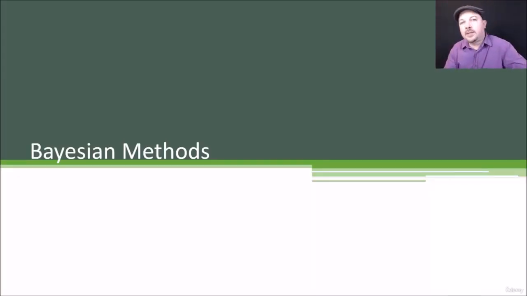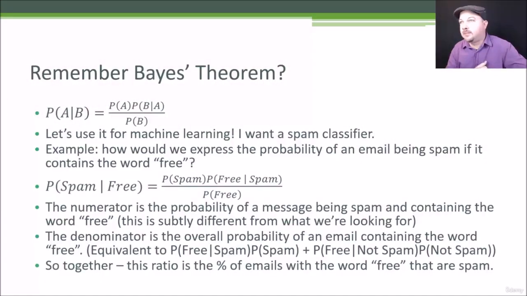Let's discuss Bayesian methods. So we talked about Bayes' theorem earlier in the course in the context of how things like drug tests could be very misleading in their results, but you can actually apply the same Bayes' theorem to larger problems like spam classifiers. So let's dive into how that might work, and that's called a Bayesian method.